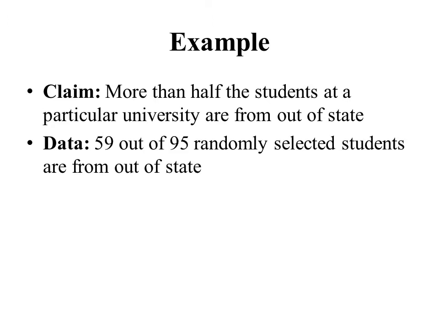So suppose we went out and interviewed 95 students, and 59 of them are from out of state. And so we might calculate a sample proportion here. p-hat comes out to be 0.621. So about 62% of the students in this sample were from out of state.